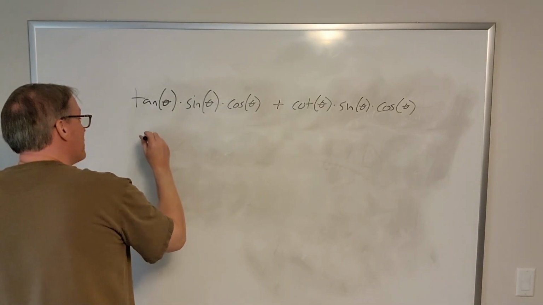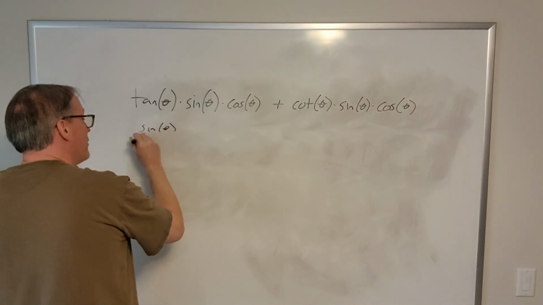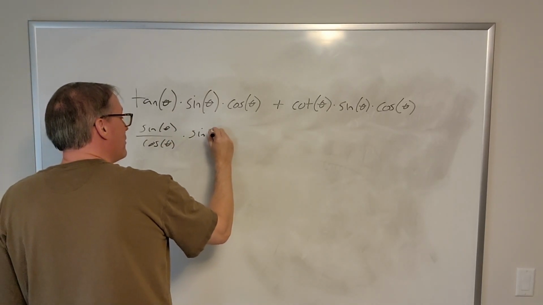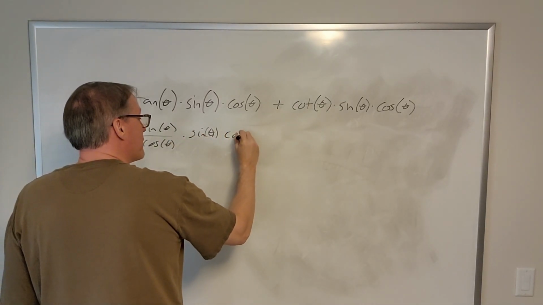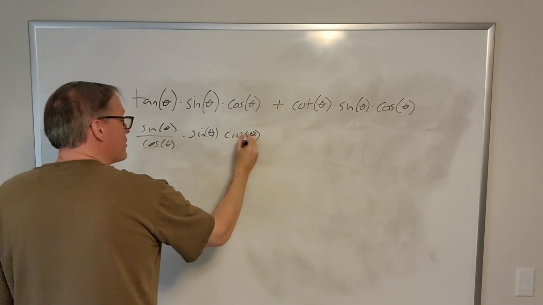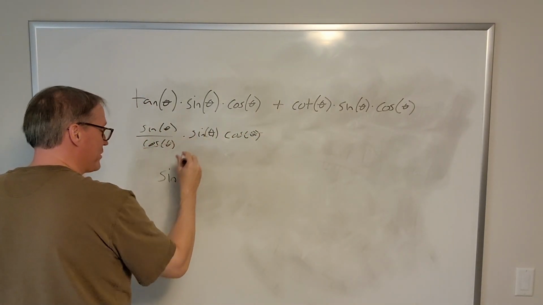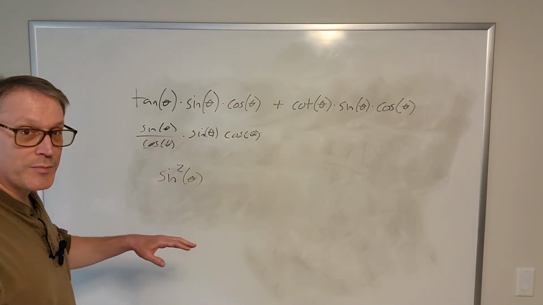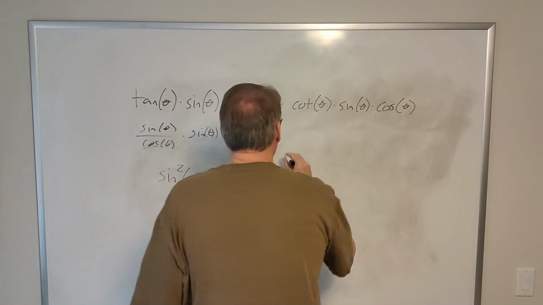Well, tangent is sine of theta over cosine of theta, right? If you multiply that by sine of theta and cosine of theta, the cosines cancel and you get sine squared. This is sine times sine. The shorthand for that is sine squared. That's a function shorthand, by the way. I'll touch on that here again shortly.